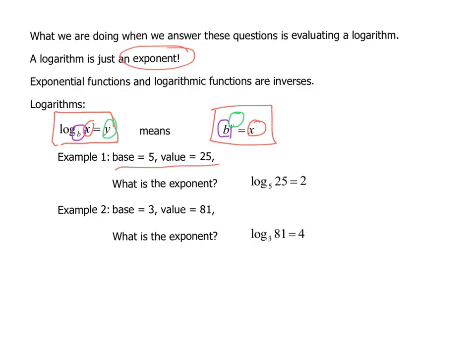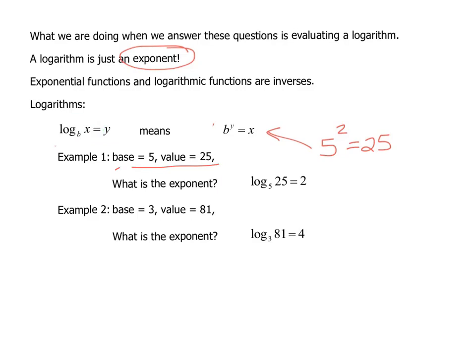Remember in this example that we first did, we had 5 squared was 25. So that is written in this form. And what we want to do is write that in log form, because it's easier to express what we're saying instead of saying, well, if my base is 5 and my value is 25, what is the power? This is a faster way to say it.